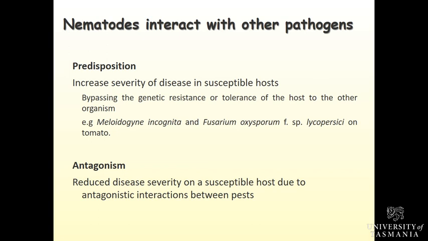Here's an example. Here's one of the root knot nematodes in tomato, and it can exacerbate infection by Fusarium oxysporum, a soil-borne fungus, I think in this instance by creating entry sites and allowing infection. You can occasionally get the opposite, where disease severity might be reduced if there's an antagonistic interaction between the nematode and other pests. Less common.